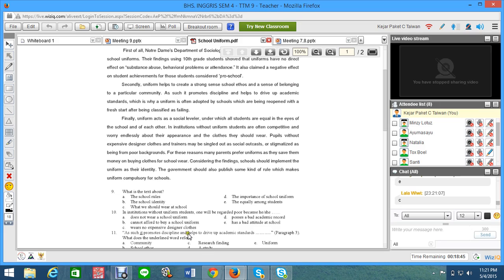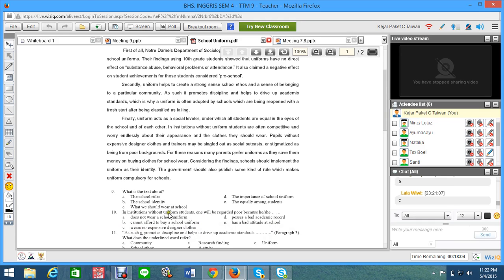Ini pasti totally doesn't belong to this karena di sini ada without uniform students. Okay, ini berbicara tentang school uniform, berarti ini bukan termasuk karena di sini ada without. Yang kedua, cannot afford to buy a school uniform, it does not belong to this. Wears no expensive designers clothes. Okay, yeah, this is good. Possess about academic record, there is no relation. Has a bad attitude at school, ini tidak ada hubungan. So the answer should be C.